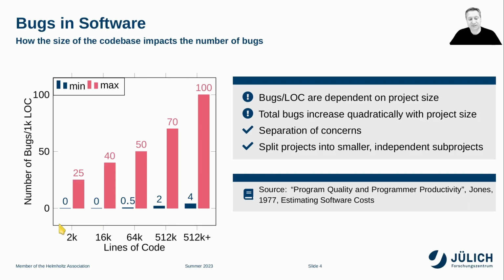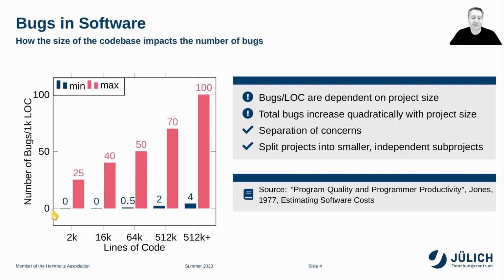On the x-axis, you see the lines of code. So we start at 2,000 lines of code, and the last bar plot is for codes with more than 500,000 lines of code. We have a blue bar and a red bar. The blue bar is basically the minimum of bugs that the study has found for a certain code base, and the red bar is basically the maximum of bugs that had been found in that study. And on the y-axis, you get the number of bugs, but not the total number of bugs, but the number of bugs per 1,000 lines of code.